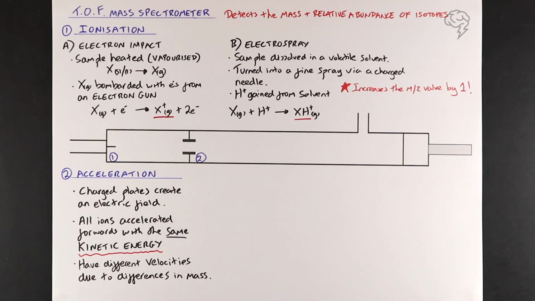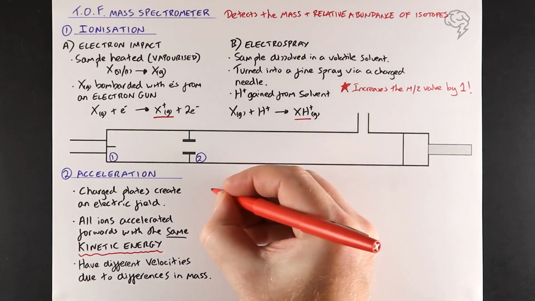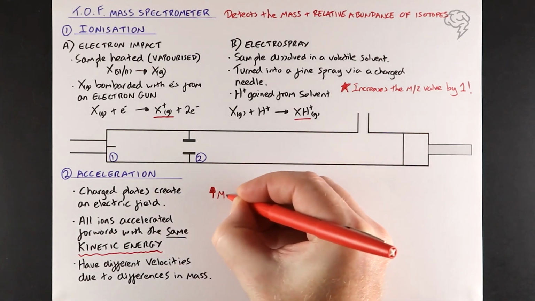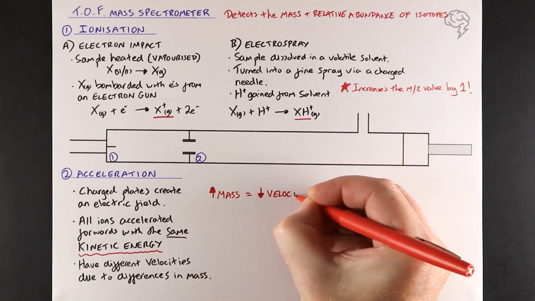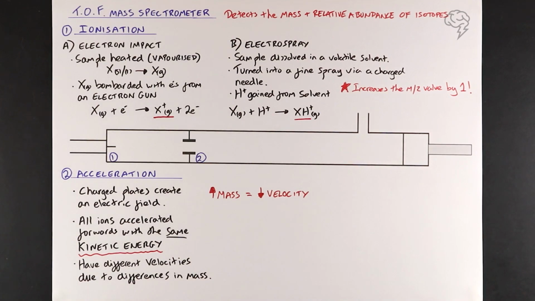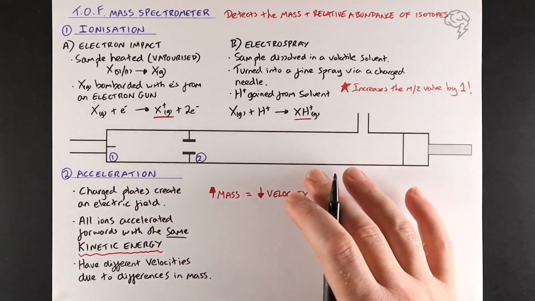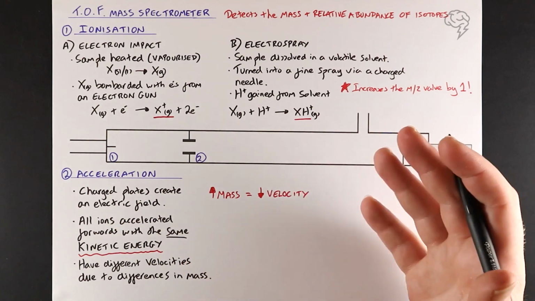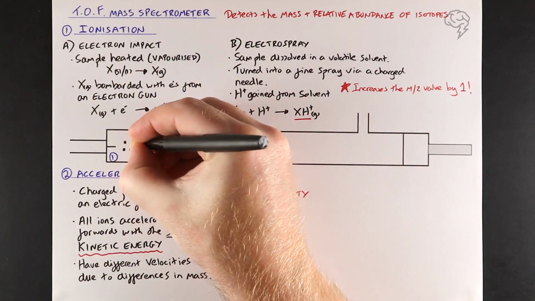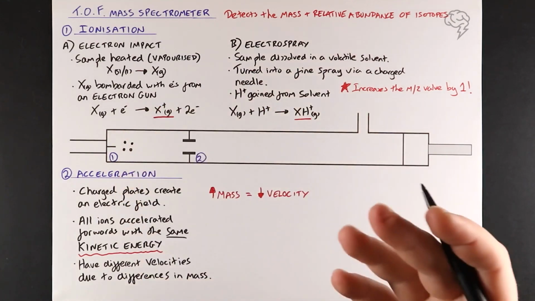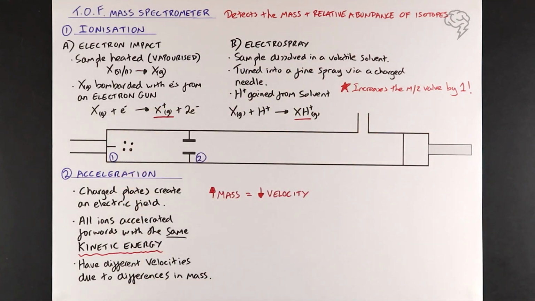Okay, so they're given the same kinetic energy, and the lighter ones travel faster and the heavier ions slower. So what we can say is the greater the mass, the lower the velocity. The greater the mass of a particular isotope, the slower it's going to move down that flight tube. Now, let's see if we can put some sort of pictorial evidence to this. So let's say we've ionized our sample. I'm going to use 4 dots here just to represent, let's say, 4 atoms in a sample. There's no way I'm going to draw any more than that.